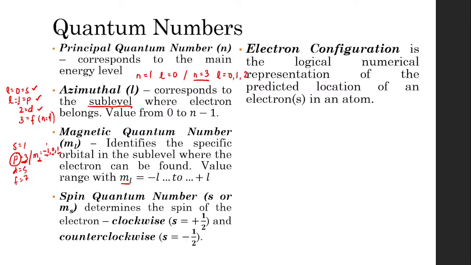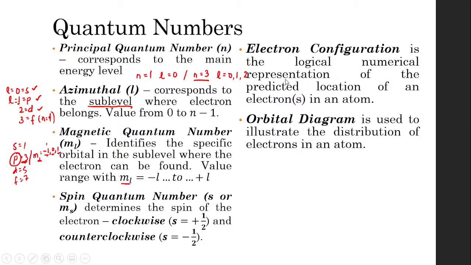Now, where do we use this? We use this in what we call the electron configuration. Electron configuration is the logical numerical representation of the predicted locations of the electrons in an atom. This is what we use in order for us to describe the behavior of the electrons that we can find in our element. Later, you will see how we use this, but that's the use of electron configuration.